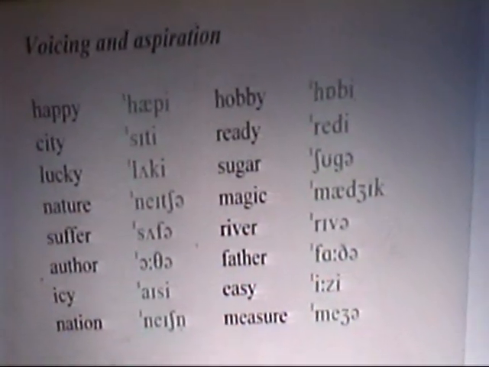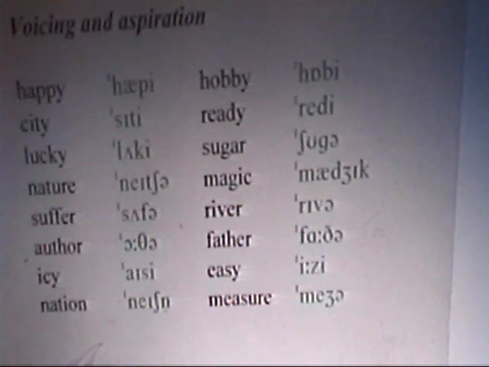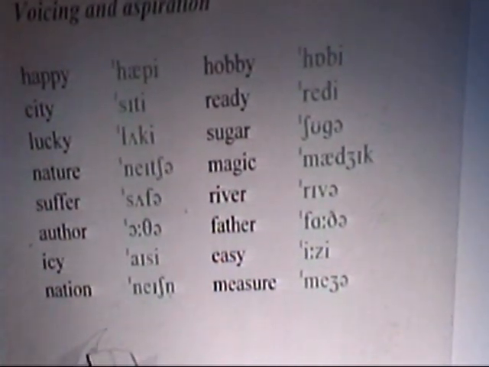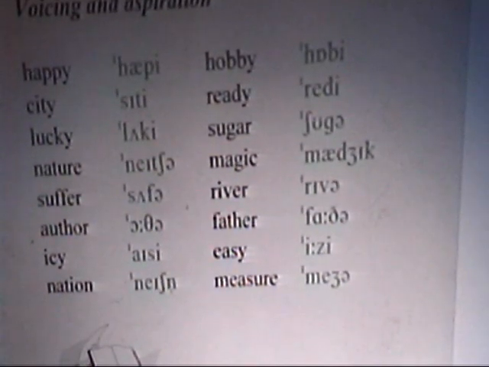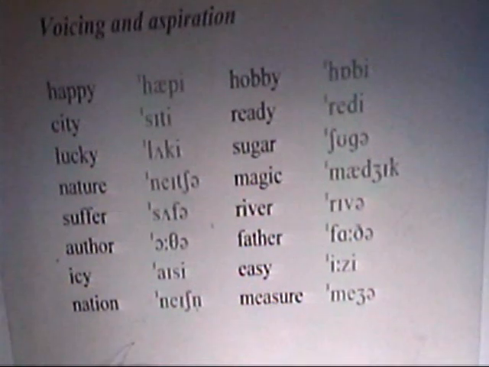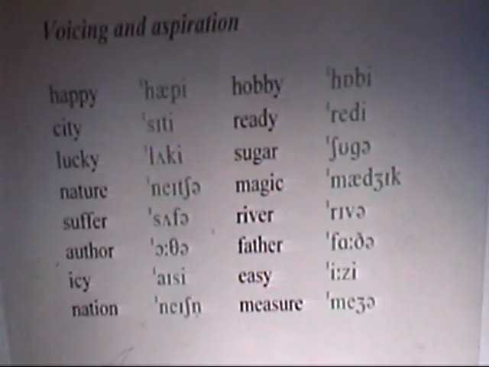So we've got, first of all, these pairs of plosives: happy, hobby, city, ready, lucky, sugar. Pair of affricates: nature, magic. And then some pairs of fricatives: suffer, river, author, father, icy, easy, nation, measure. And in each case, on the left, we have the voiceless consonant. On the right, we have the voiced consonant.